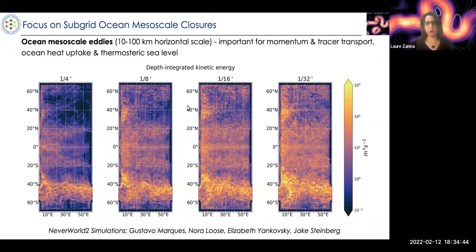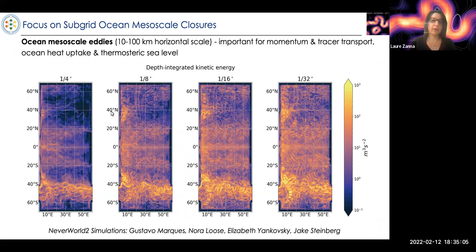So mesoscale eddies are turbulent features in the oceans that have horizontal scale of 10 to 100 kilometers roughly, and are pretty important for momentum and tracer transport. They actually set the ocean stratification and its vertical structure. That means that they can impact the amount of heat that is being taken up by the ocean, and that means that they will have an influence on thermostatic sea level rise.